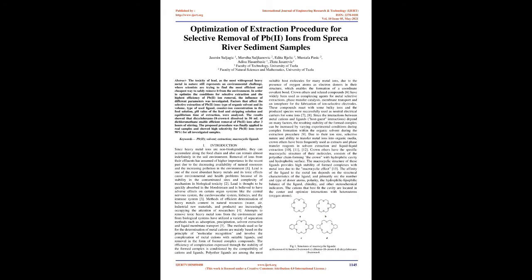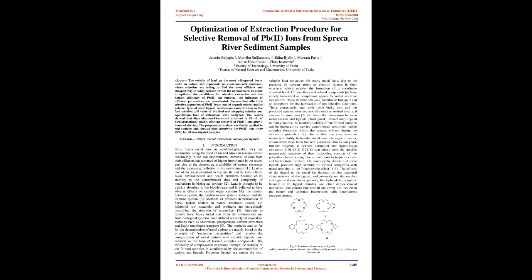2. Lead is thought to be quickly absorbed in the bloodstream and is believed to have adverse effects on certain organ systems like the central nervous system, the cardiovascular system, kidneys, and the immune system. 3. Methods of efficient determination of heavy metals content in natural resources, water, air, industrial raw materials, and products are increasingly occupying the attention of researchers.